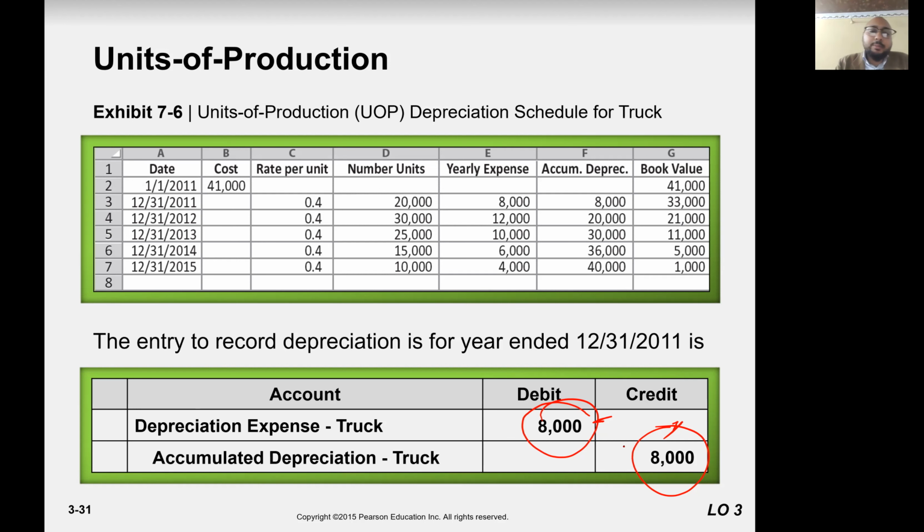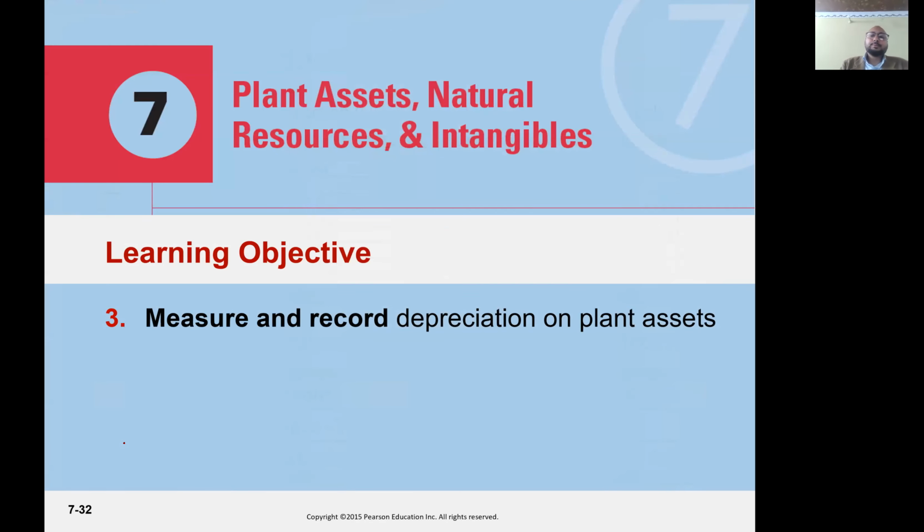All right. But remember, we charge the expense to accumulated depreciation, which is the contra account of the asset. When an asset increases, debit. When a contra account increases, credit. Like we make the allowance for accounts receivable, right? The same, we are establishing the depreciation account here. So measure and record the depreciation on plant assets.